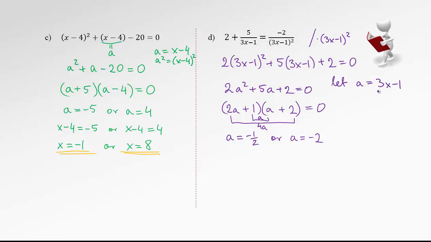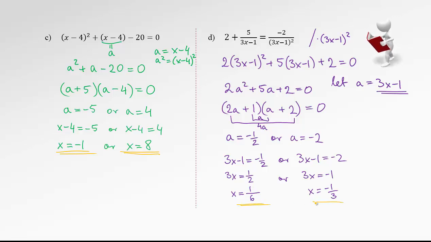And to give the answer in terms of x, let's go back to the substitution. We have 3x minus 1 equals negative 1/2, or 3x minus 1 equals negative 2. Both are linear equations, easy to solve. Therefore, we have 3x equals negative 1/2 plus 1 is 1/2, meaning x by itself is 1/3 goes to the denominator, 3 times 2 is 6, so 1/6. Or 3x equals negative 2 plus 1 is negative 1. Divide by 3, we have negative 1/3. So here are our solutions.